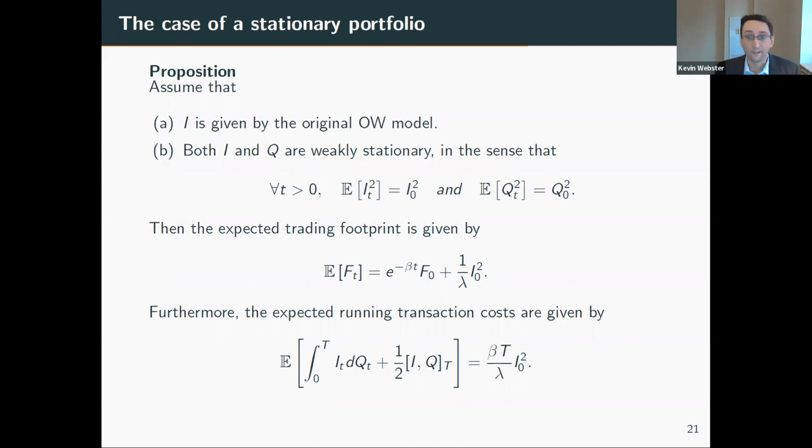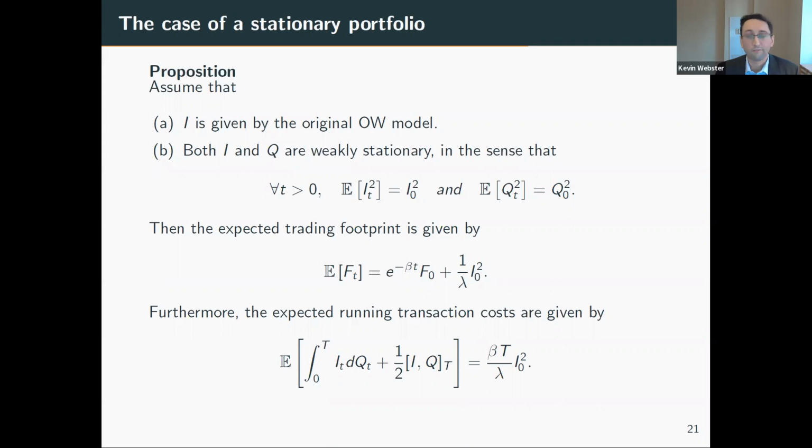Obviously, sometimes they move away from it. They go from one stationary state to a different stationary state. And that's obviously interesting, but I'm going to treat the case where they are in the stationary limit. So I'm going to use the original OW model just so I can get closed-form formulas for this case, but the result can be generalized.